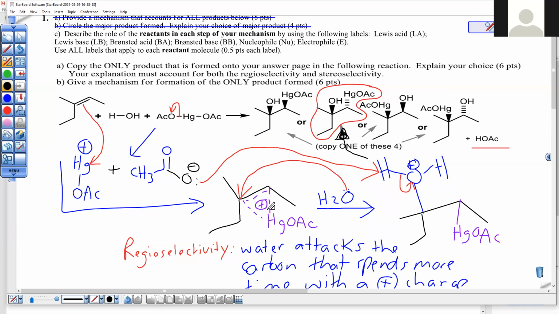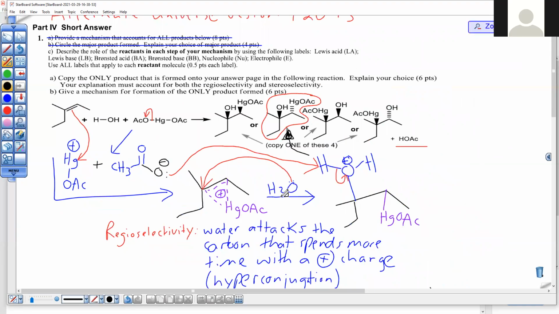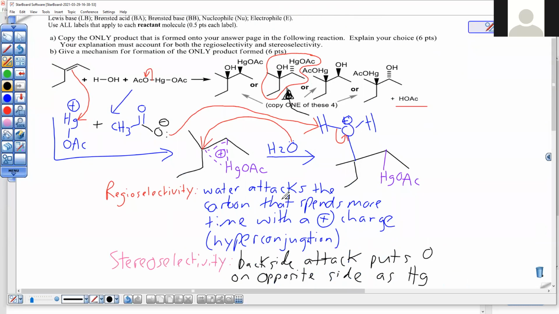For regioselectivity, could we just talk about the fact that the OH would go there because of the 3' carbon, or do we have to word it like how you said, because the carbon spends more time with a plus? Well, you can say a tertiary carbon spends more time with a positive charge as well. You can write that as your answer instead. Tertiary carbon spends more time with a plus than a secondary. But you got to throw the word hyperconjugation in there. That's why it spends more time with a plus charge.